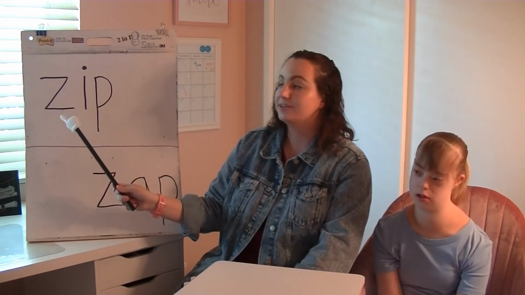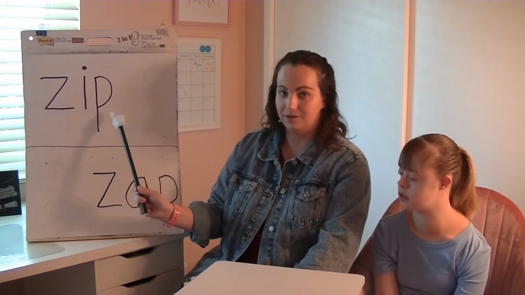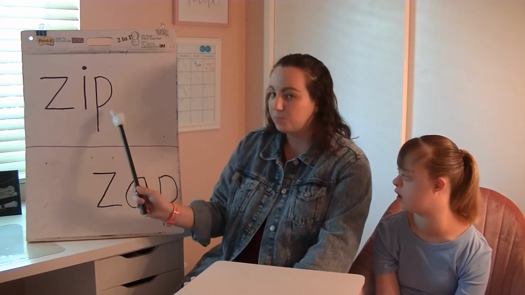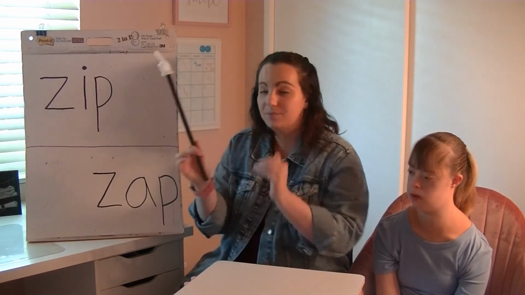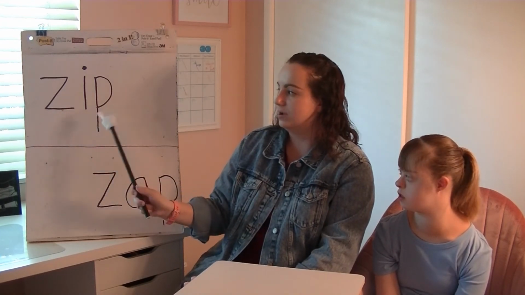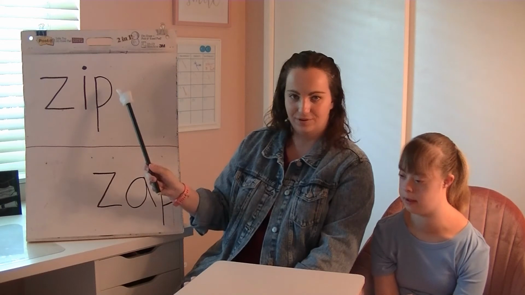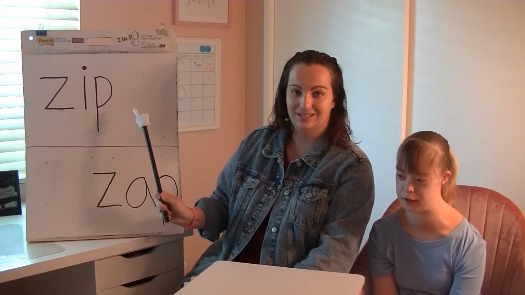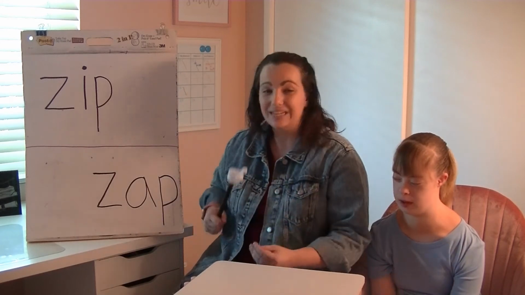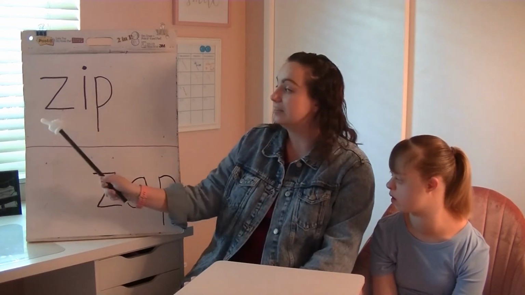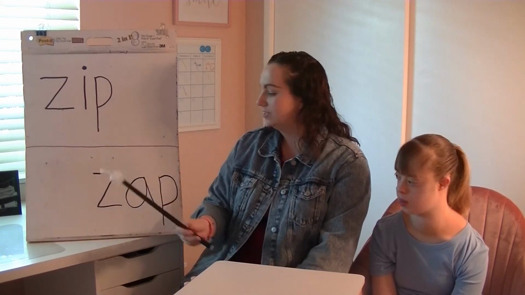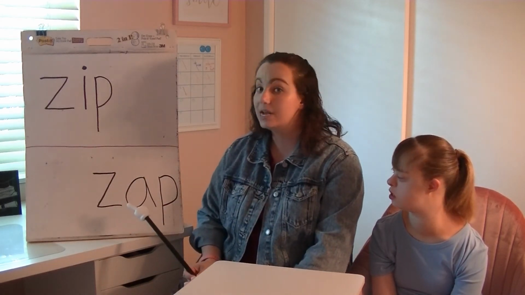So we had the letters Z, I, and the letter P, and the sounds Z, I, P. We blended or put them together and found that the word was zip. This is the word zip. Hopefully you were able to get some practice in there, saying the sounds and reading this word, okay? Now, let's go ahead and go to the next word.